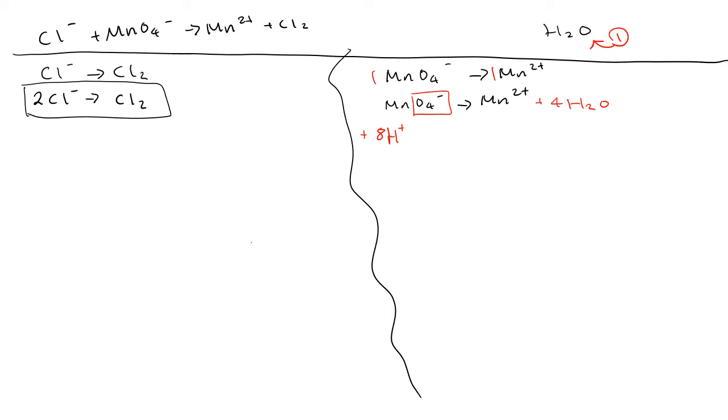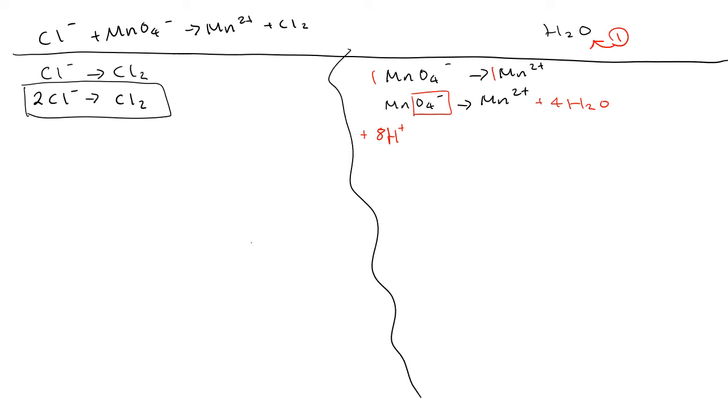This is because this is in acidic conditions, and the acidity of a solution is determined by the concentration of hydrogen ions, which is why we can just freely add hydrogen ions to the equation. Okay, so now the hydrogen atoms and the oxygen atoms are balanced out. Let's move on to our fifth step.